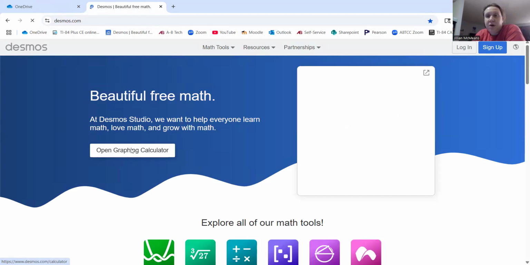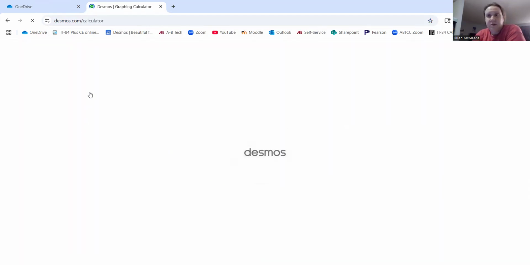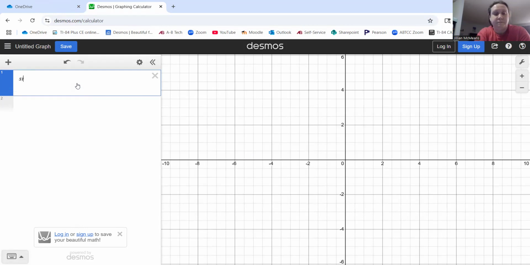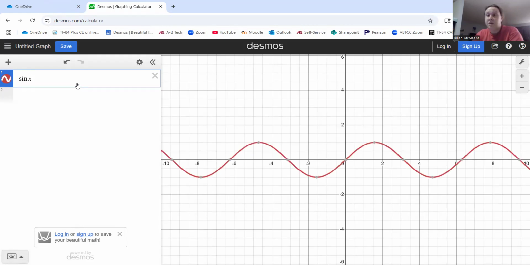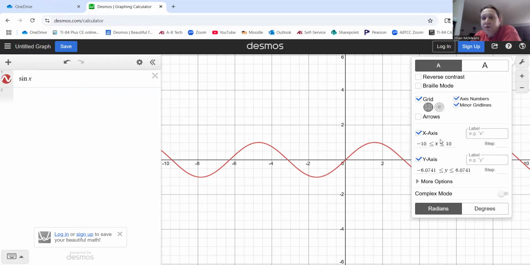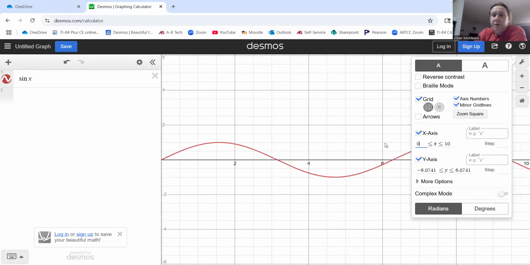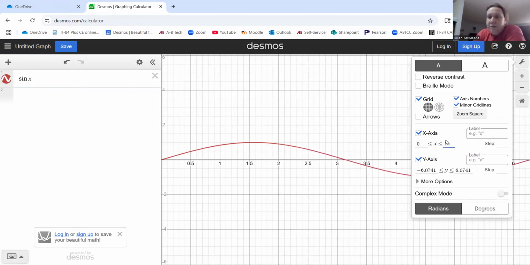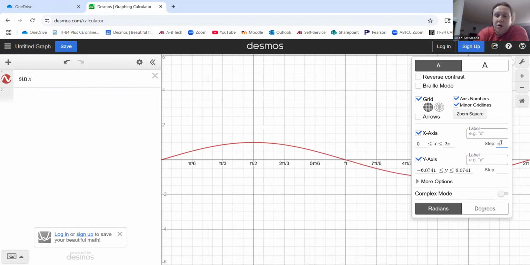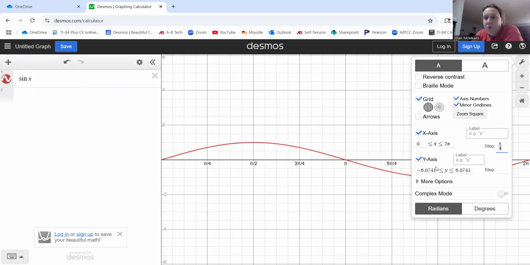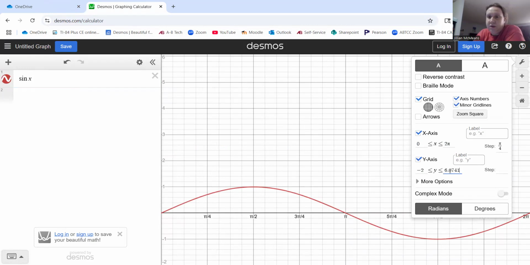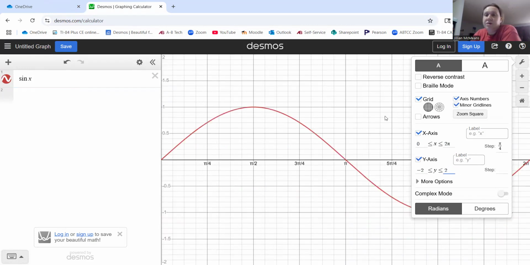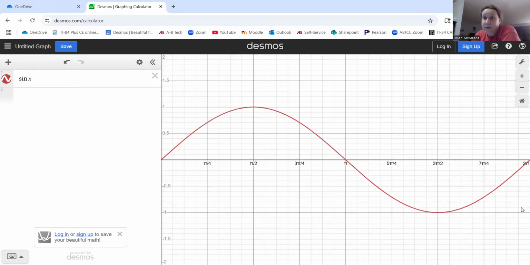Okay, so let's just look at sine of x, okay? So this is sine of x, but let's go ahead and look from just 0 to 2 pi. So if we look from 0 to 2 pi, let's increment by maybe pi over 4. And then on the y-axis, let's look at -2 to 2. That'll give us a full picture. Okay, so this is sine.